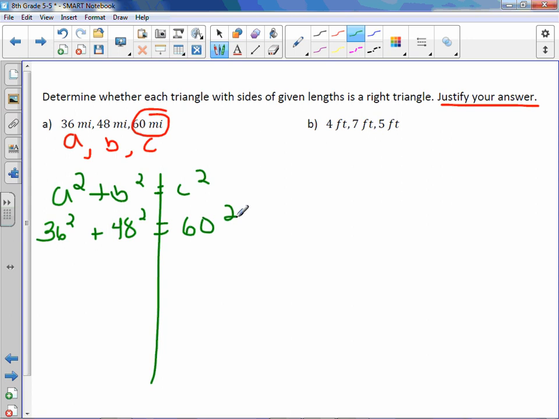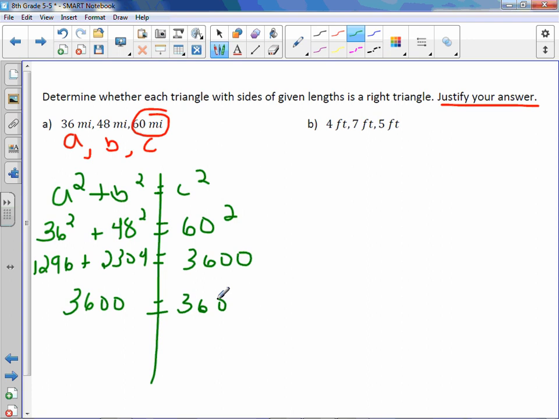36 squared is 1,296, plus 48 squared is 2,304, equals 60 squared, which is 3,600. Let's add these two amounts on the left side. 1,296 plus 2,304 is 3,600. And 3,600 is equal to 3,600. So this is a right triangle.